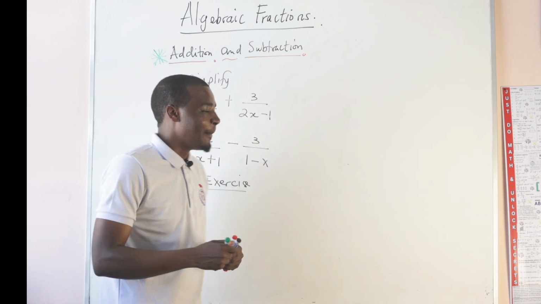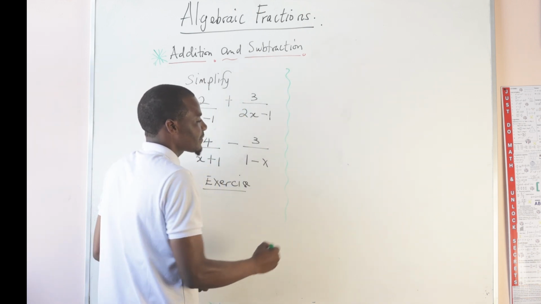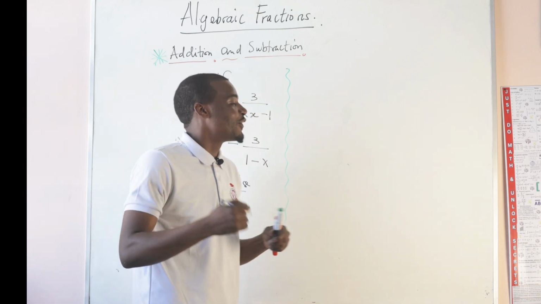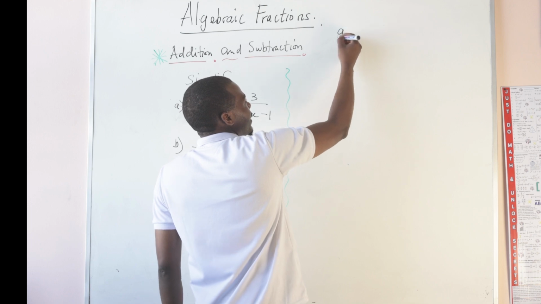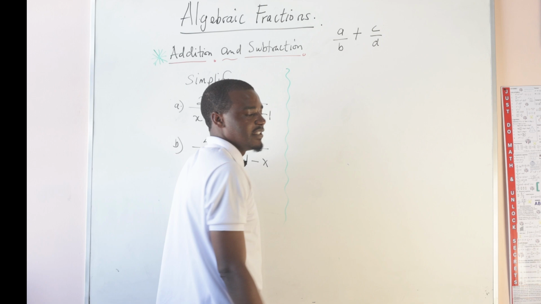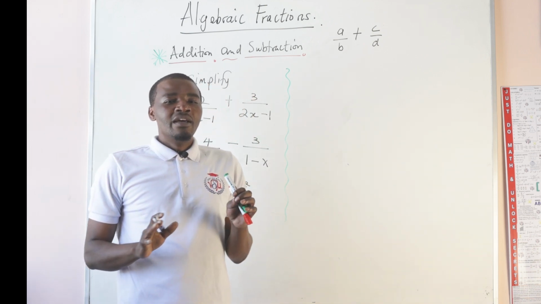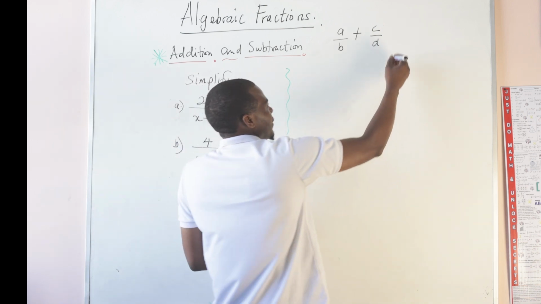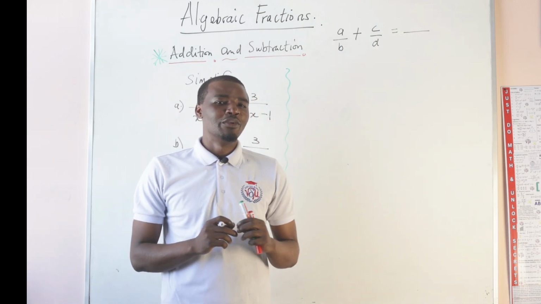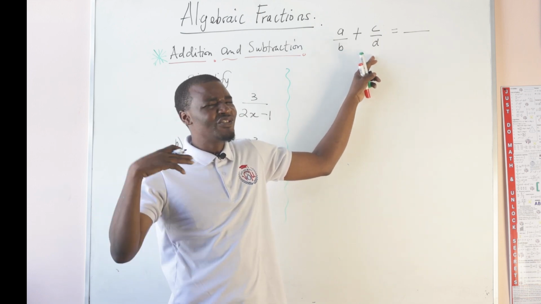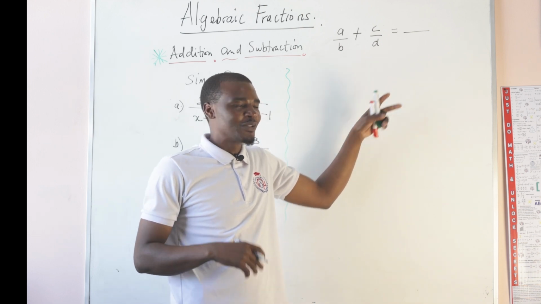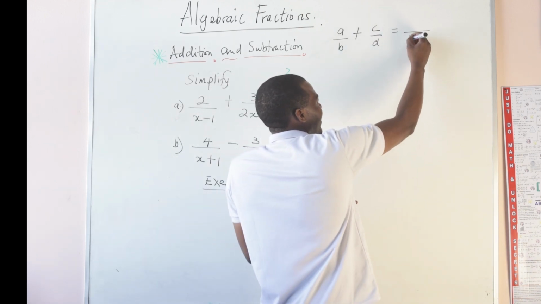This is very interesting. Back then in grade 5, you learned how to add and subtract fractions. For instance, imagine you have a fraction a over b that you're trying to add with another fraction c over d. The best way of adding these fractions is to find what we call the common multiple. So the common multiple of b and d, don't stress yourself, is simply the product of the two. So the common multiple of b and d here is bd.